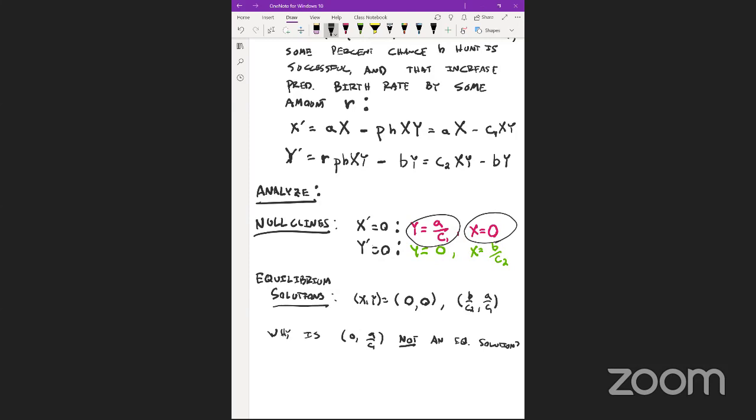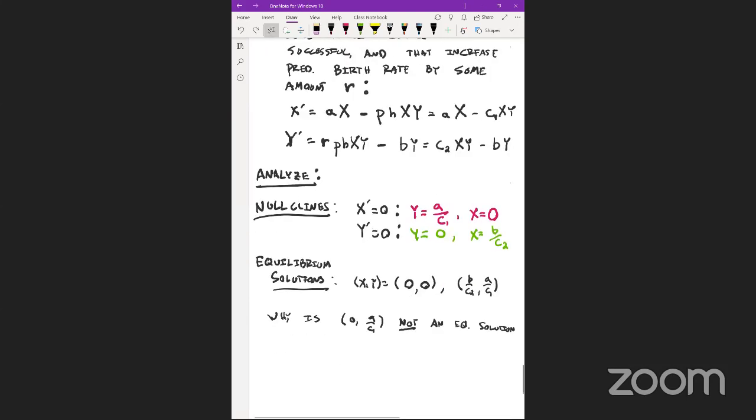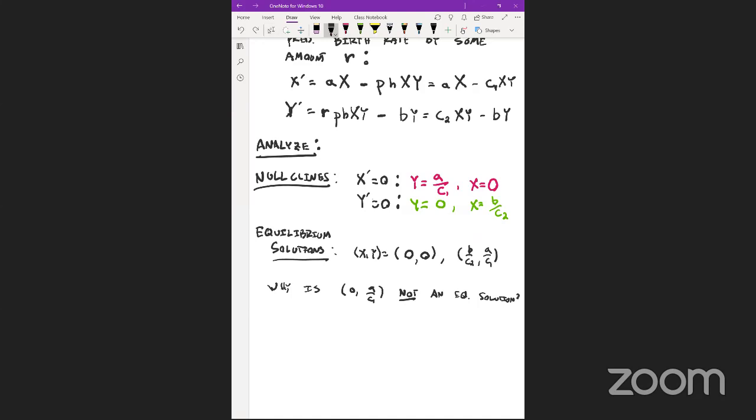And you can just plug it in up here to check as well, right? When x prime is equal to 0 and y prime is ac, this is definitely not going to be 0. So it is not an equilibrium solution, because y prime is not equal to 0. Okay, any questions about that?